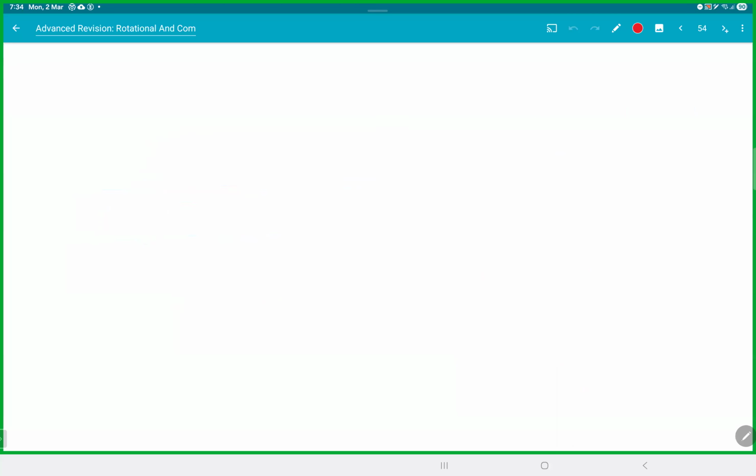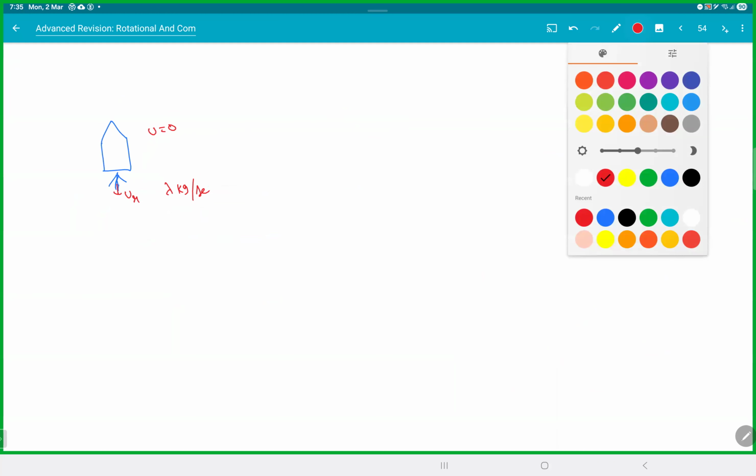Just to give you an idea how to use this, this is a standard model in rocket propulsion. So if you have a rocket and gas is being ejected, so if you look at the forces acting on the system, we have F, and let's say this is ejecting at UR and at a rate of lambda kg per second. And let's say initial velocity is 0. This is a straightforward question. Find the velocity of the rocket at time t.